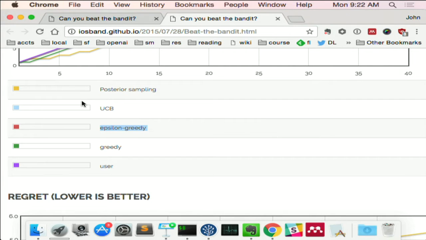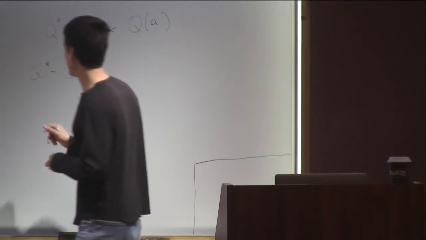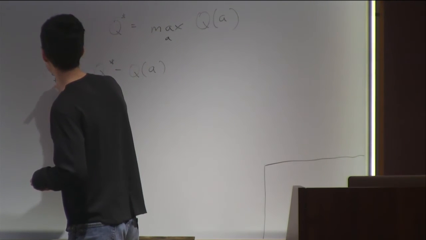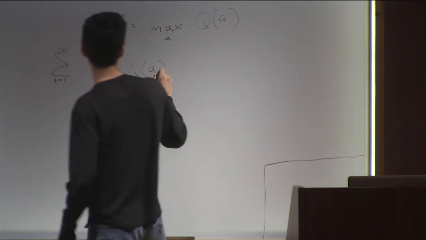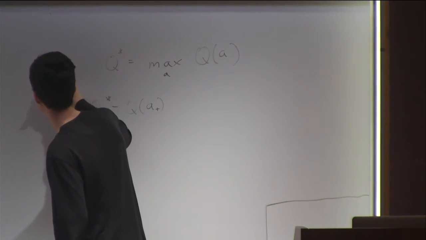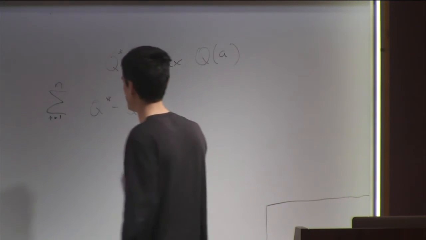And then the suboptimality of your action is Q star minus Q of A, say you're trying to maximize the reward. So this is the suboptimality at time t. So your total suboptimality is just your sum over t, or let's just say sum from t equals 1 to n of this.